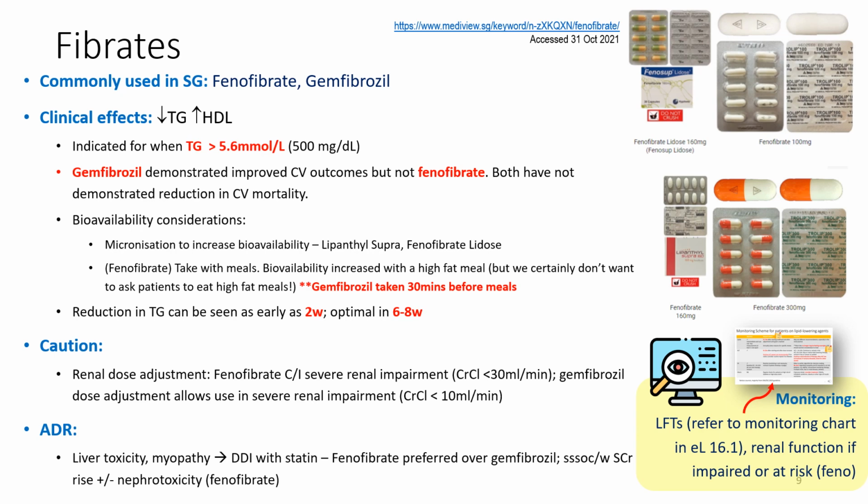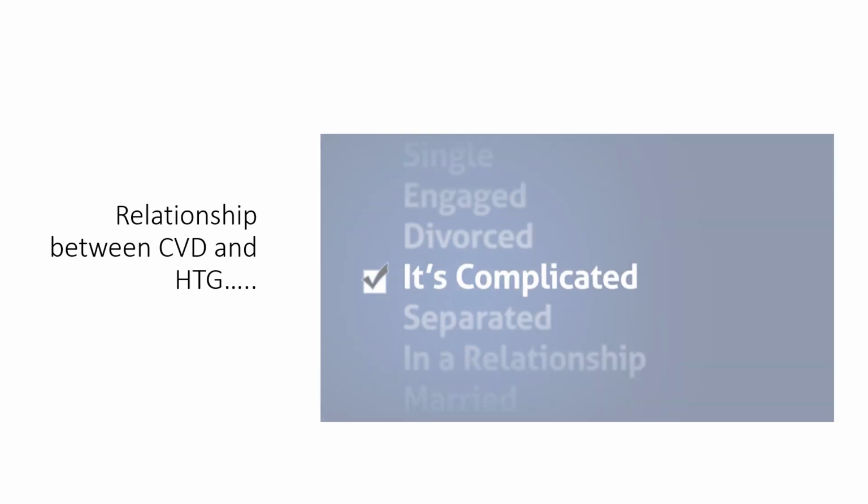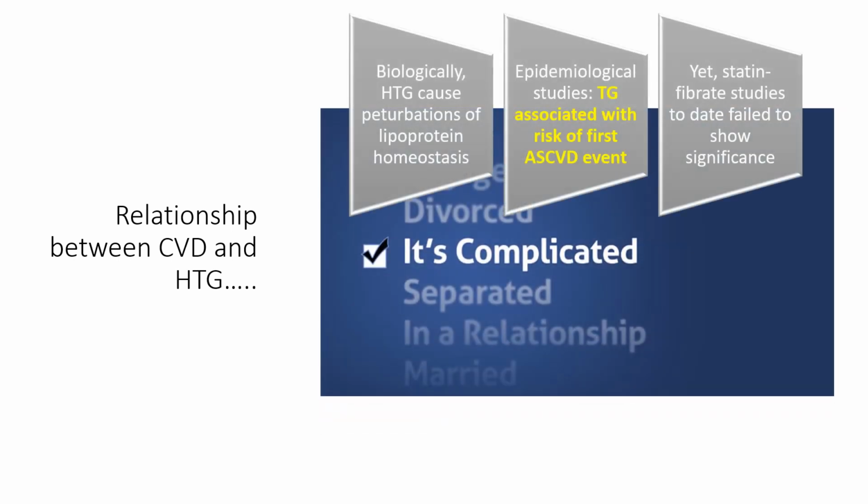The relationship between cardiovascular disease and hypertriglyceridemia, I would say, is quite complex. Why? Because biologically, hypertriglyceridemia can cause perturbations of the lipoprotein homeostasis. By right, it can mess around even with your VLDL as well as LDL homeostasis. Epidemiological studies have also associated hypertriglyceridemia with increased risk of first ASCVD event.